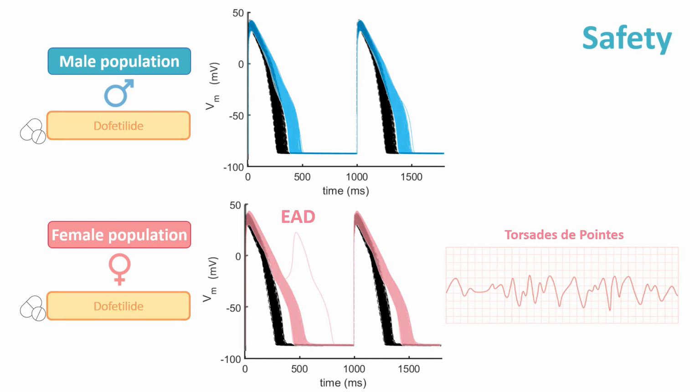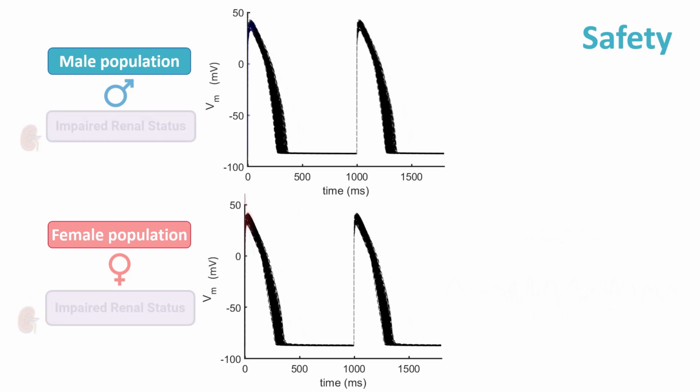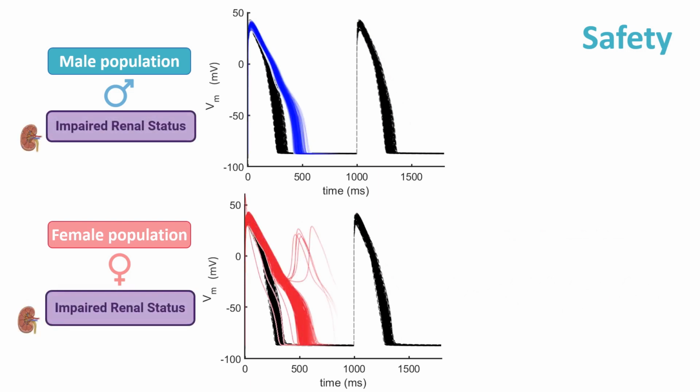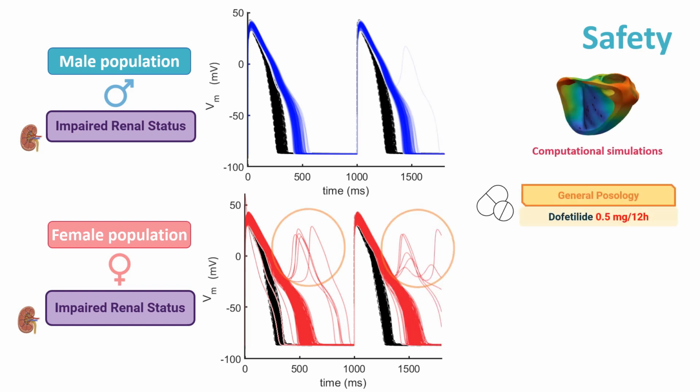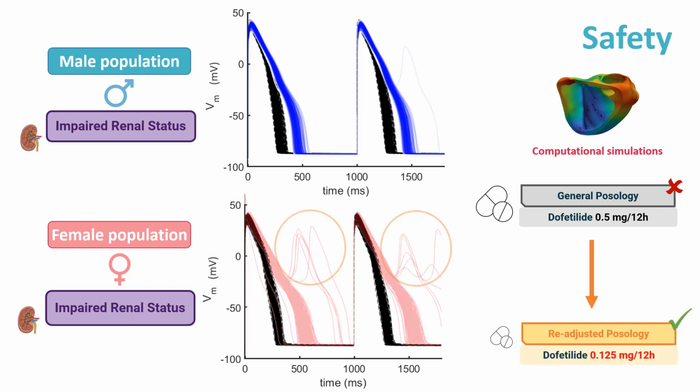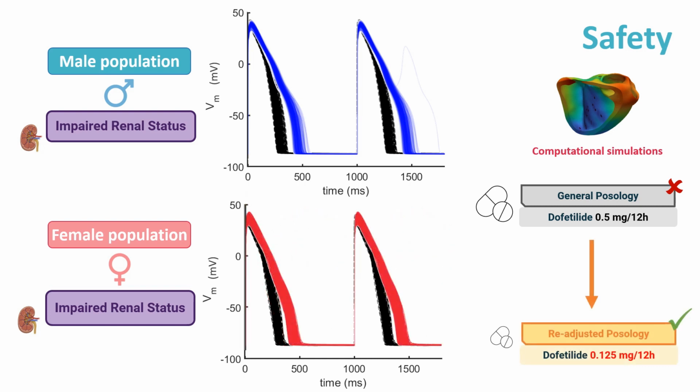Additional patients' characteristics, such as impaired renal function, can worsen the electrical activity. Apart from assessing risk, simulations can also suggest the optimal therapy considering several patients' characteristics. In this case, a reduction of the posology would reduce torsade de pointes risk in females with renal dysfunction.